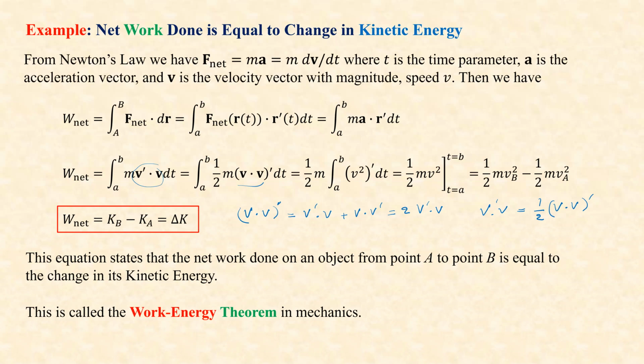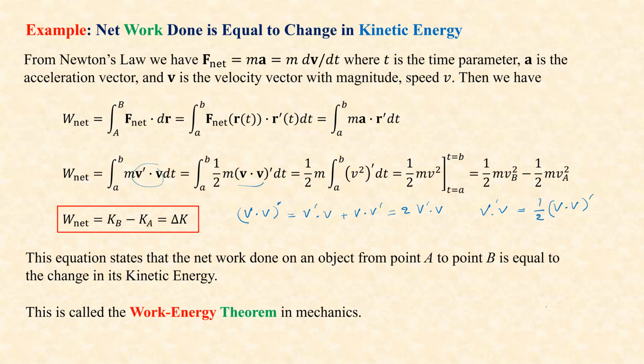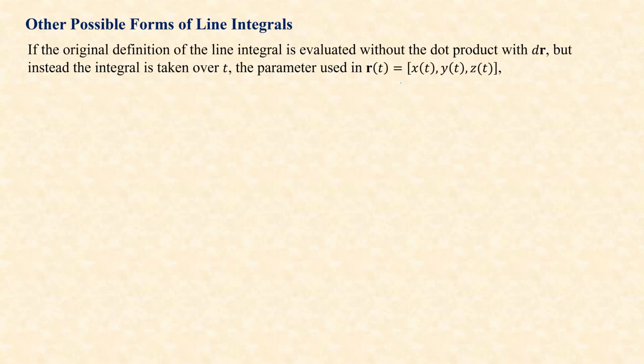All right. So sometimes we have other forms of line integrals. This is not unique. This is generally the line integral of f dot dr, but we can define line integrals another way. Let's say we define the line integral like this: the original definition is evaluated without the dot product with dr, but instead the integral is taken over the parameter t. What do we have?